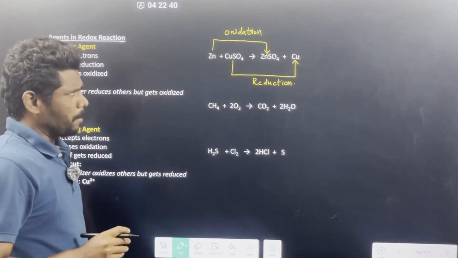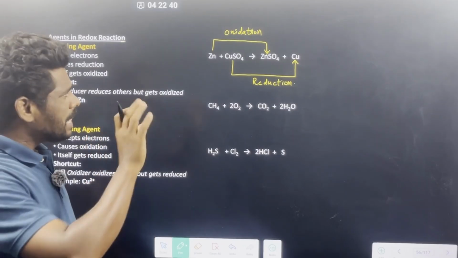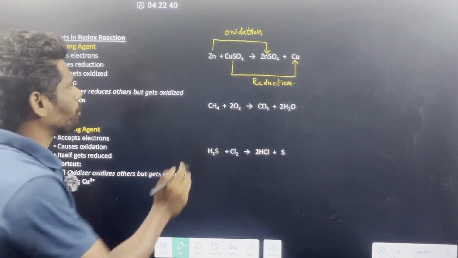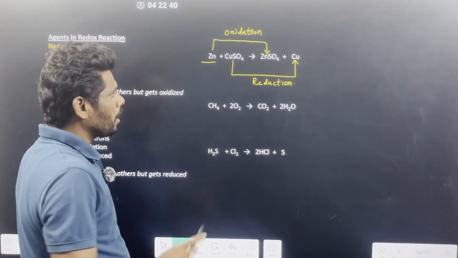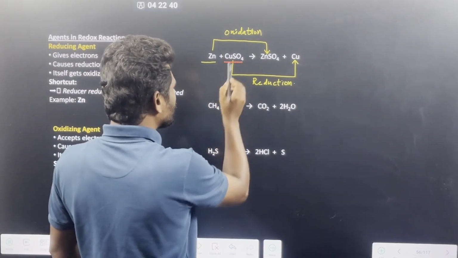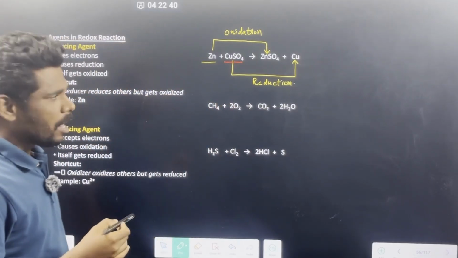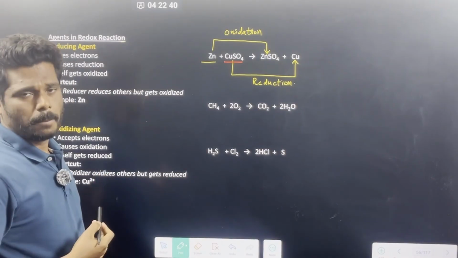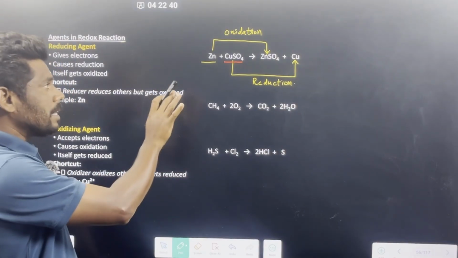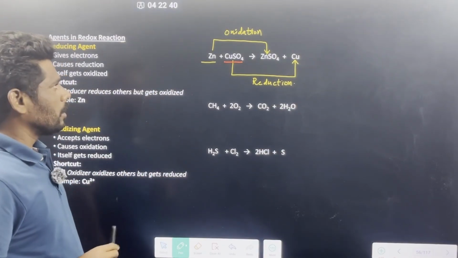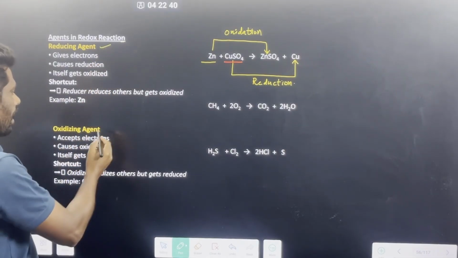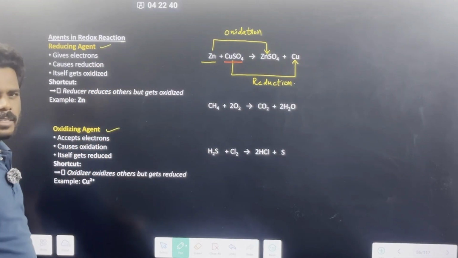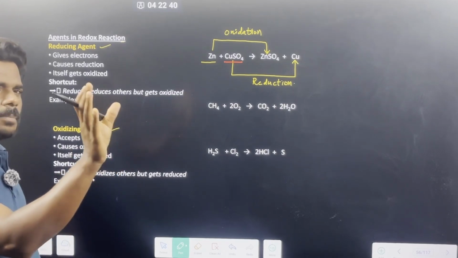Now in a simple way, which one is undergoing oxidation here? Zinc is undergoing oxidation. Which is undergoing reduction? Copper sulfate, or copper, is undergoing reduction. In this redox reaction, which is called the reducing agent and which is called the oxidizing agent? For that, we need a simple polarity.